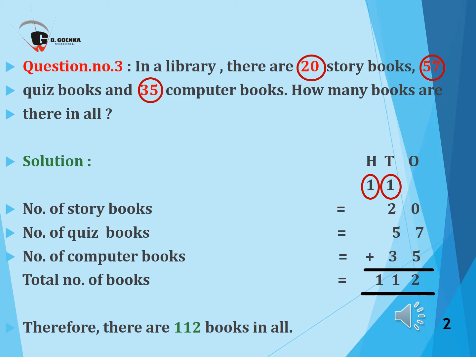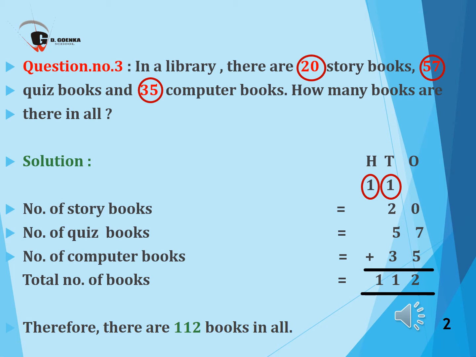Question number 3. In a library, there are 20 storybooks, 57 quiz books, and 35 computer books. How many books are there in all? So what we will do now, we will read our question twice. In a library, there are 20 storybooks, 57 quiz books, and 35 computer books. How many books are there in all?